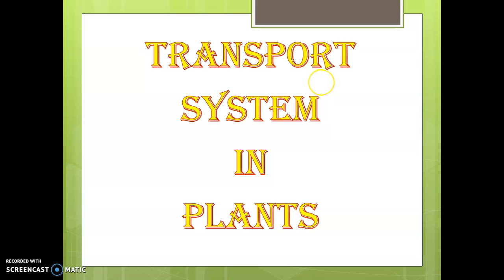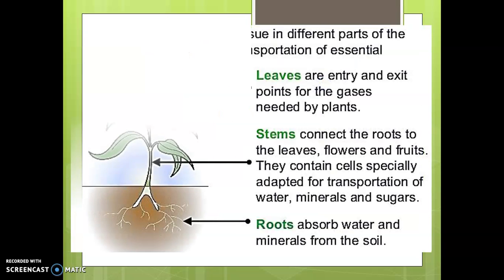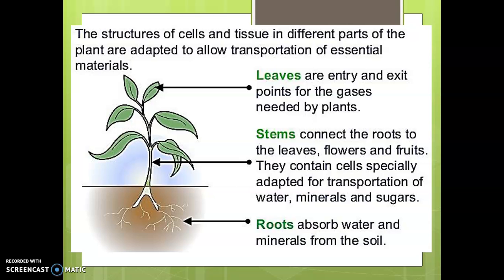Good day everyone. Today we will learn about transport system in plants. Like humans, plants also have their own transport system made up of special cells and tissues to carry their essential materials throughout the plant. Before I explain further about the tissues in plants that are adapted for transportation, I will introduce three main parts of a plant.